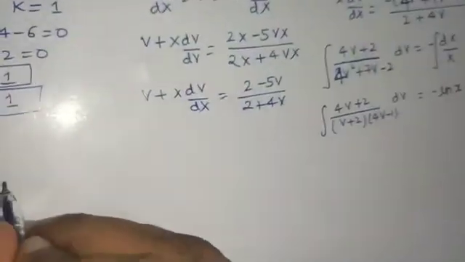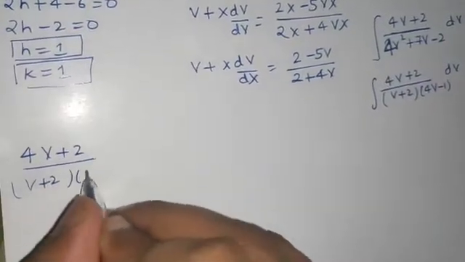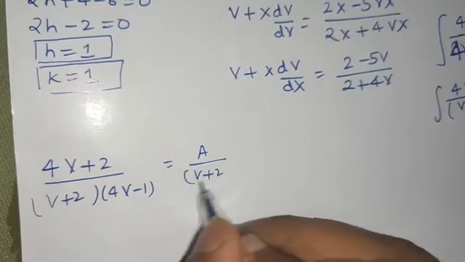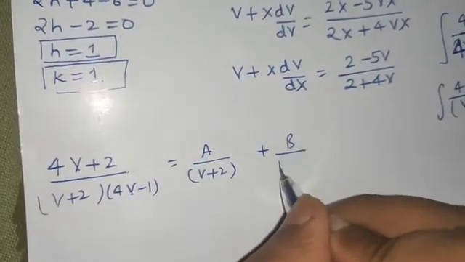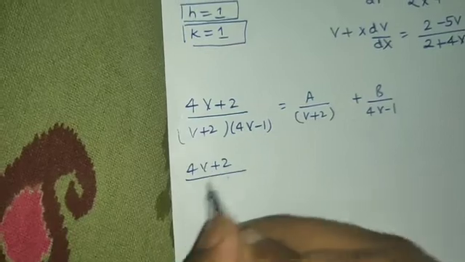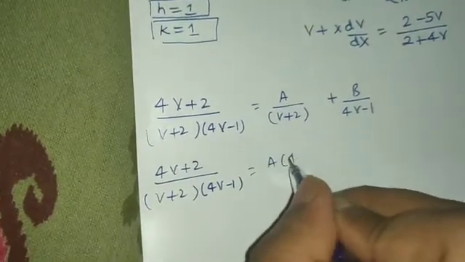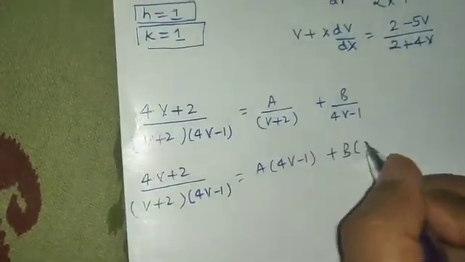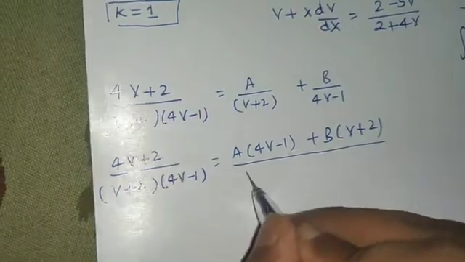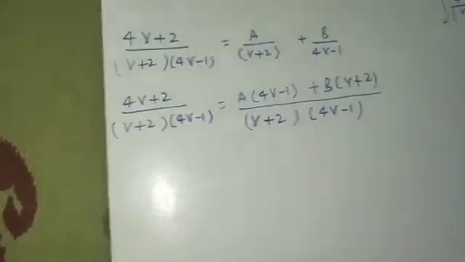So 4v plus 2 divided by v plus 2 and 4v minus 1, this can be written as a divided by v plus 2 plus b divided by 4v minus 1. If you simplify this, so 4v plus 2 divided by v plus 2 and 4v minus 1, this is a times 4v minus 1 plus b times v plus 2 divided by v plus 2 and 4v minus 1. Fine.